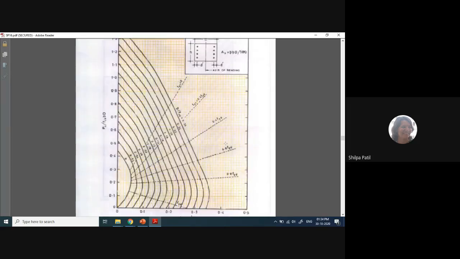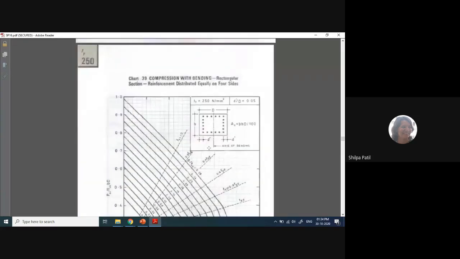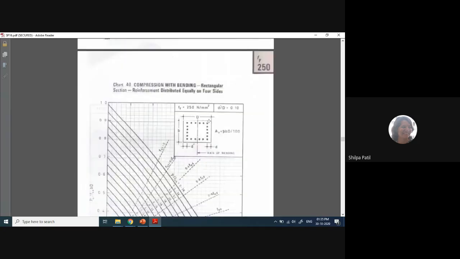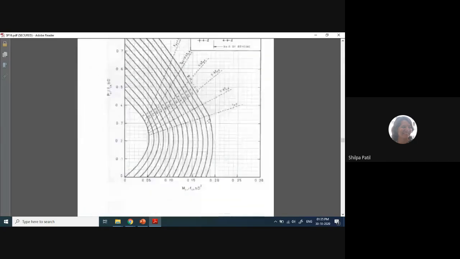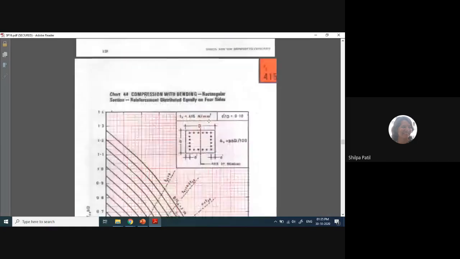Now, if I change the arrangement in this fashion, that is, the reinforcement is provided or distributed equally along all 4 directions, for this particular condition, again you will find out 12 charts. Okay, 3 corresponding to 3 grades and 4 corresponding to the d dash by d ratio. So the combination of that, 12 charts, you will find out for this reinforcement arrangement also.